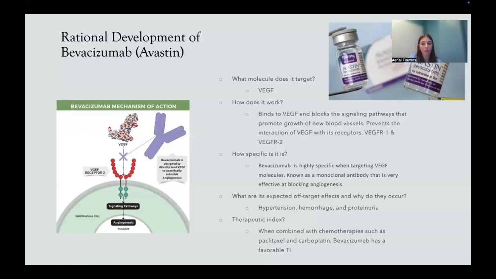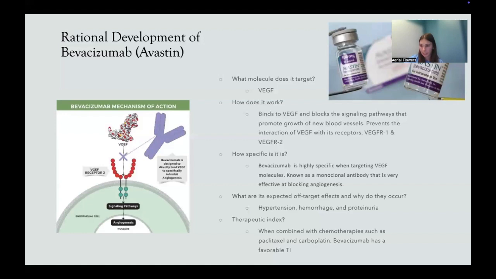And then finally, proteinuria is caused through the damaging of endothelial cells and podocytes in the kidneys, both of which VEGF is essential for. By damaging these cells, patients are more likely to experience proteinuria. In addition, patients with hypertension also have a risk of developing proteinuria.